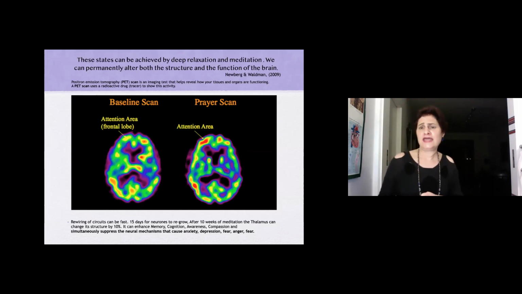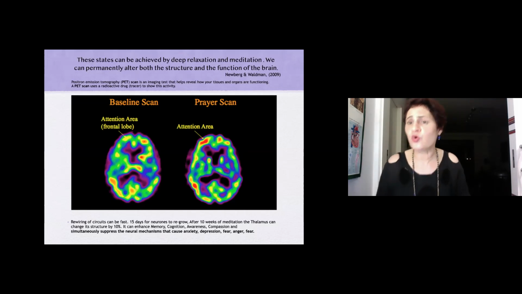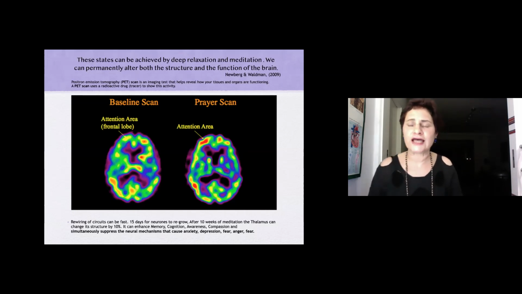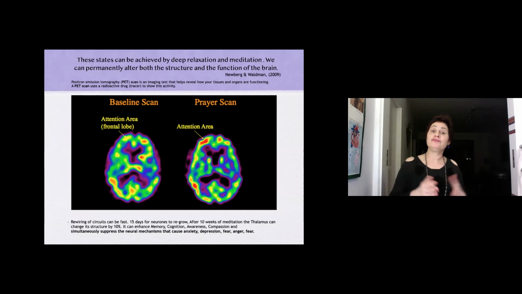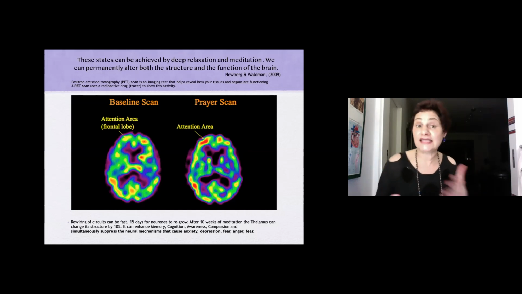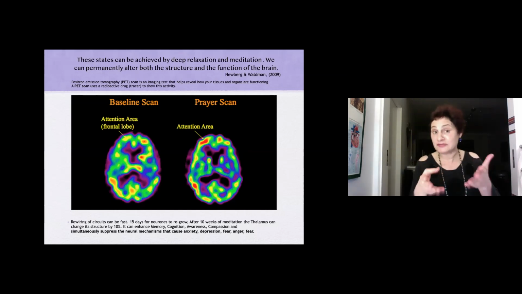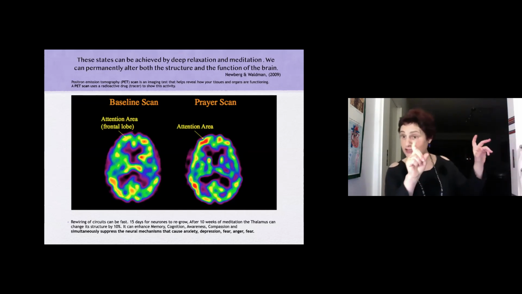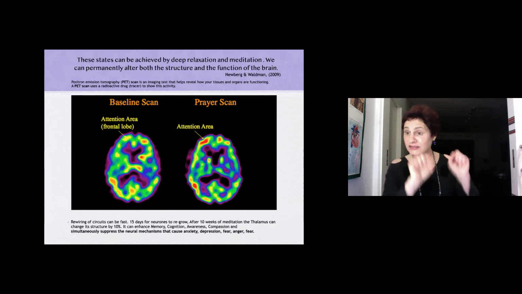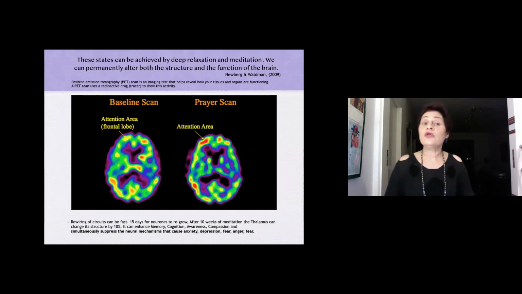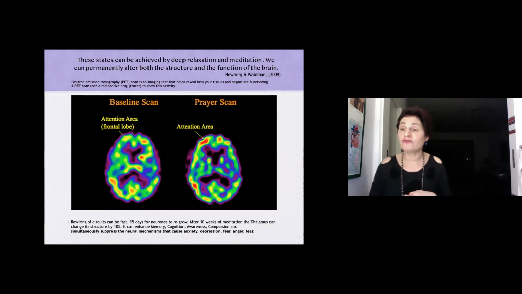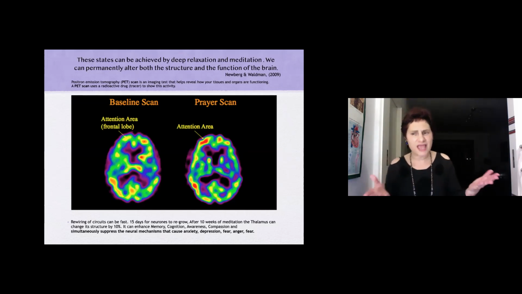and of course they don't do it all the time, but they've been doing this on thousands of people. And particularly Newberg and Waldman from Pennsylvania University did a very accurate study, and they actually say that these states can be achieved by deep relaxation and meditation. We're talking about the creative element just before. We can permanently alter both the structure and the functioning of the brain. Can you believe that? Yes, it is possible.